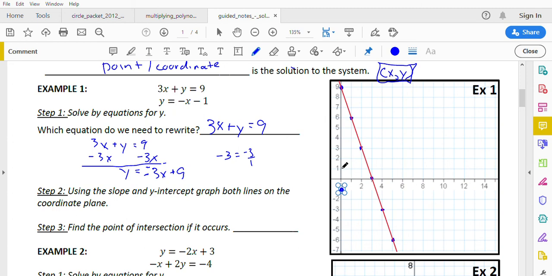I know there's 1, 0, -1. Okay, and we're going -1 over 1. So we're going down 1 over 1, down 1 over 1, and so on. Just keep following and following and following. And you can see that they do intersect right here.